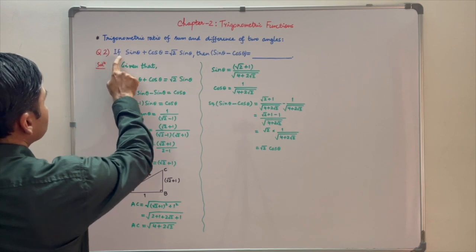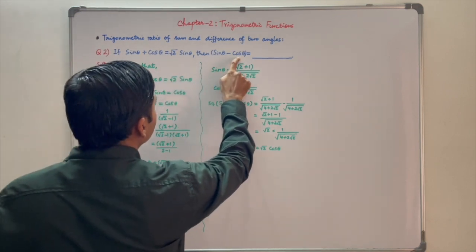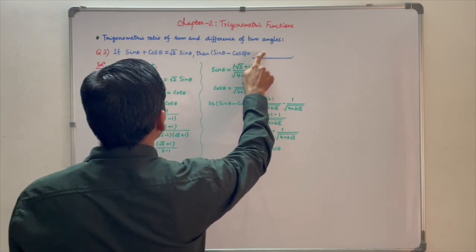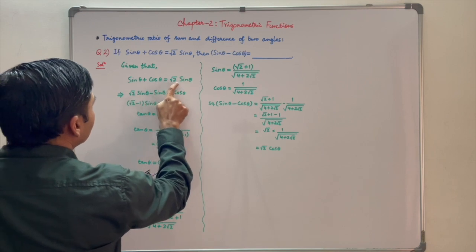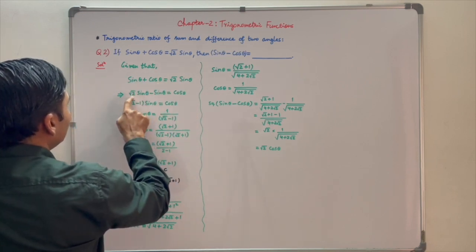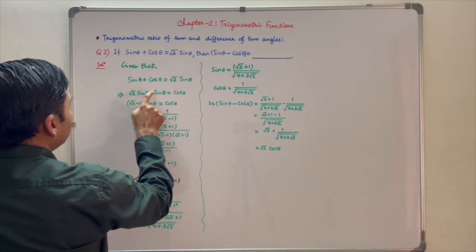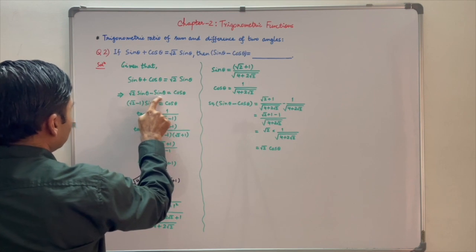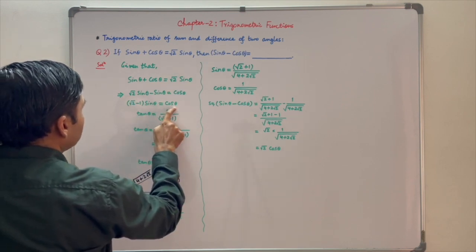Second question, if sin theta plus cos theta is equal to root 2 sin theta, then sin theta minus cos theta is equal to what? Given that sin theta plus cos theta is equal to root 2 sin theta, take sin theta to the other side. So root 2 sin theta minus sin theta is equal to cos theta. Take sin theta common in these two terms. So root 2 minus 1 into sin theta is equal to cos theta.